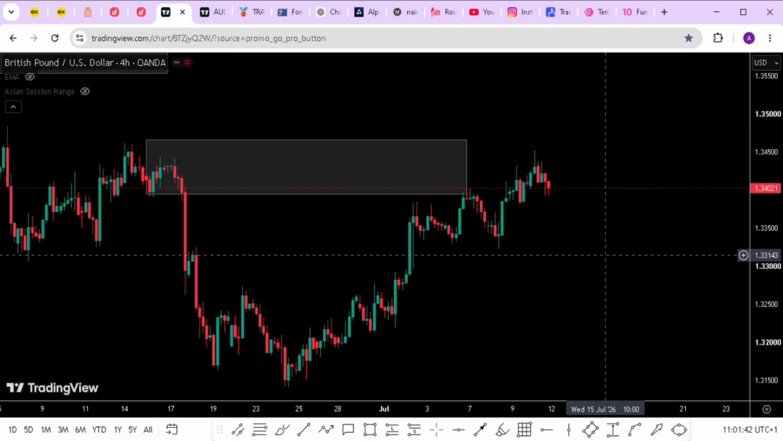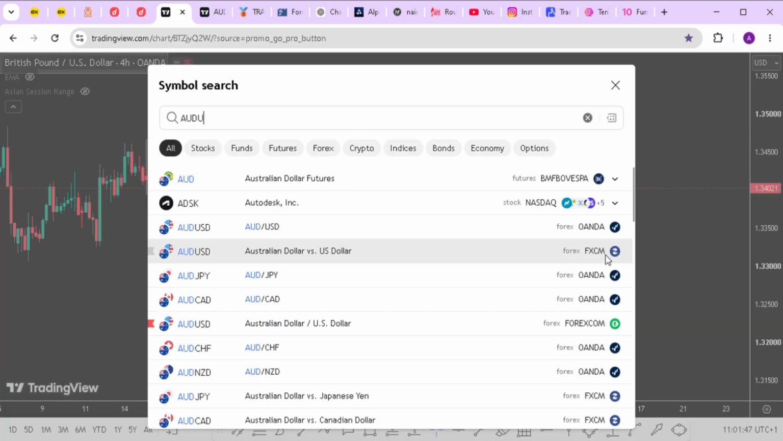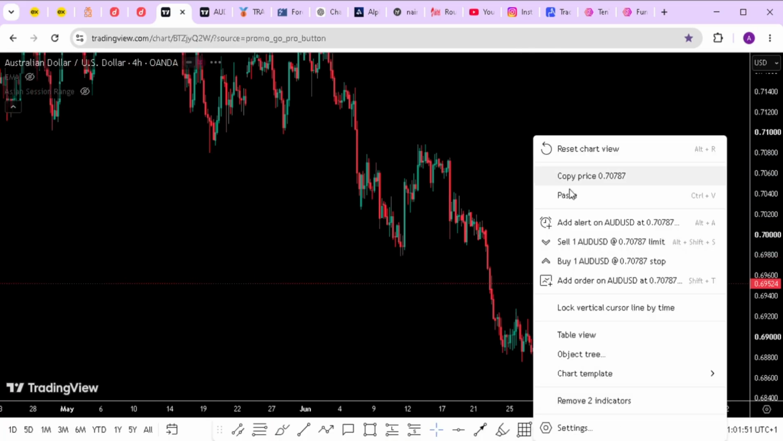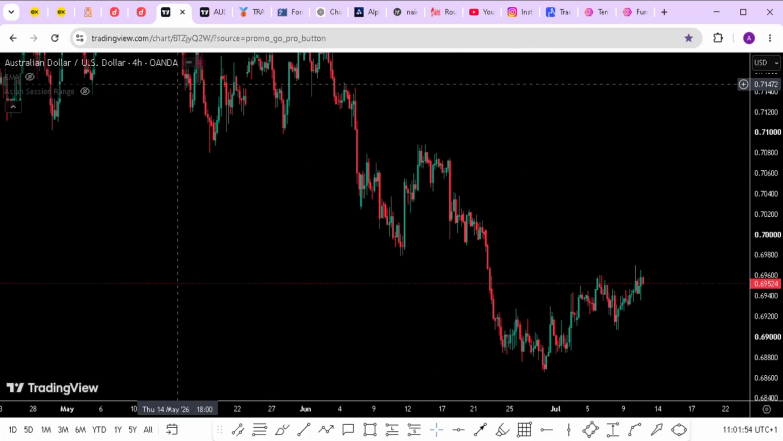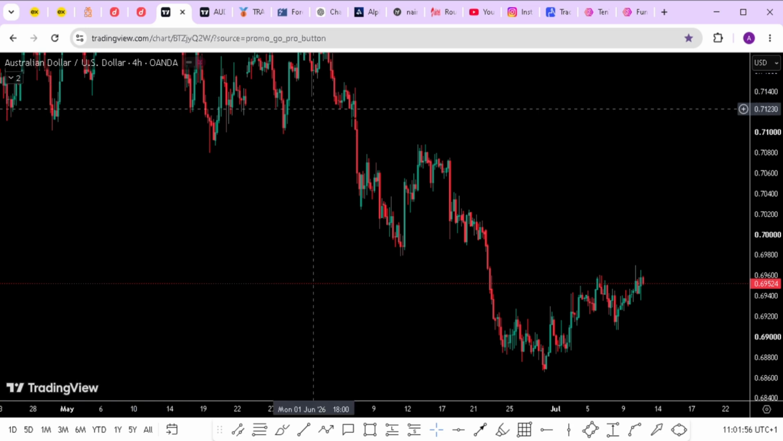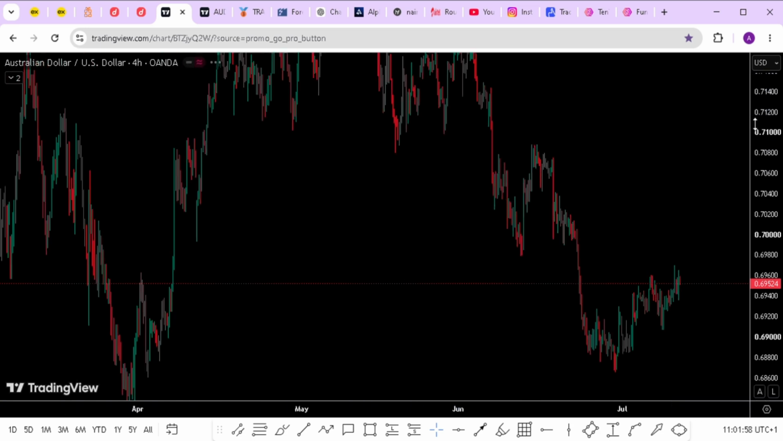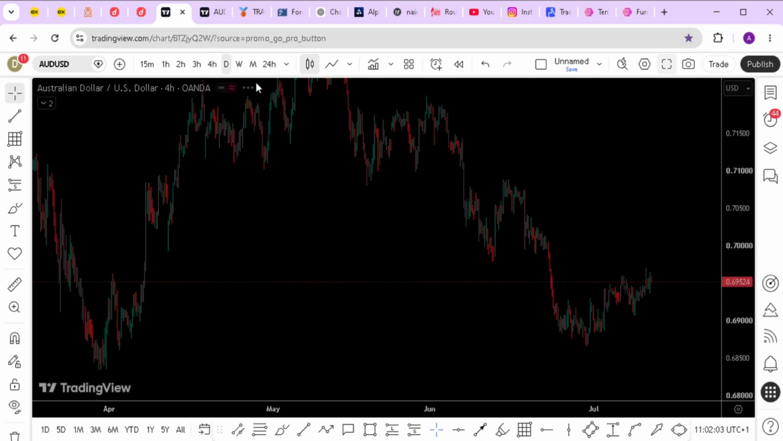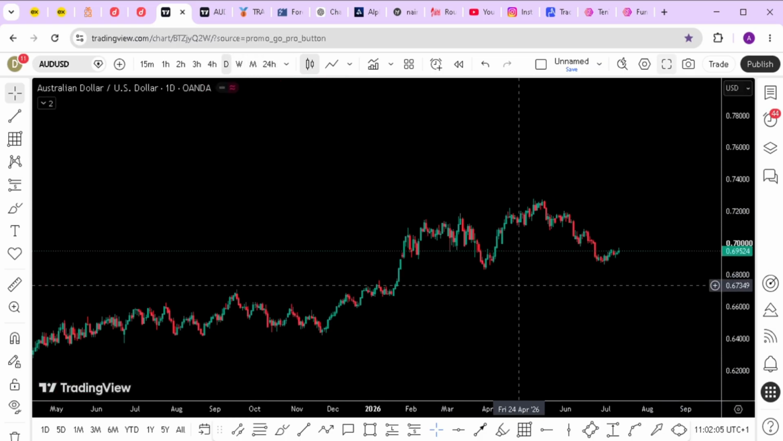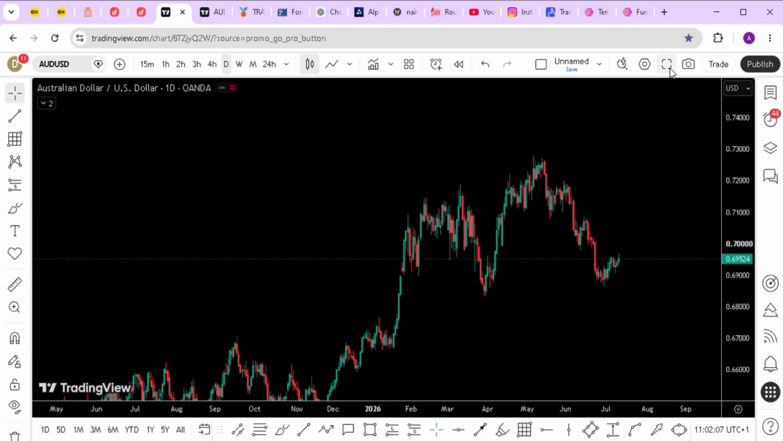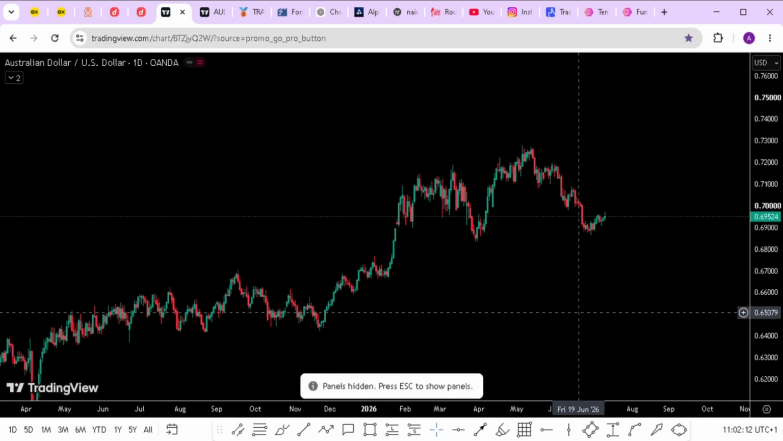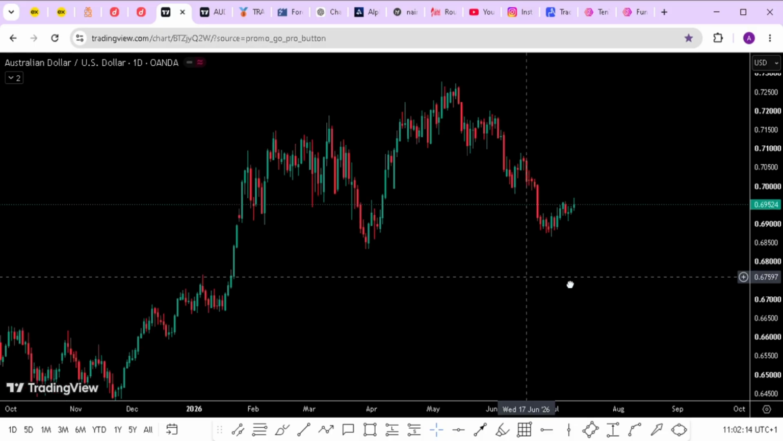So the next pair will be AUD USD. Let's see what AUD USD is currently doing. Start from 24 hours. What AUD USD is doing? I don't need to start doing long time analysis. I just want to see what the market is doing currently.